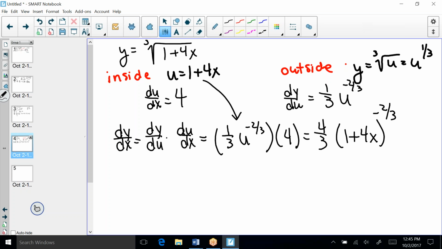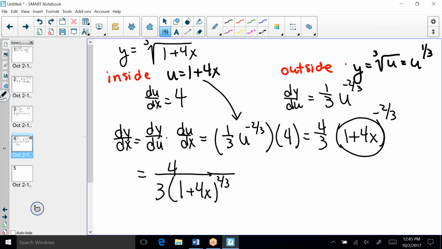And then normally, if we can get rid of those negative exponents, we can try to get rid of those negative exponents. So that means that this thing is going to be put down to the bottom, 1 plus 4x. So we have 1 plus 4x to the positive 2/3 power. And it's just good to practice moving those negative exponents around. So do you want it like that? Yes. So when it's practical, when it makes sense, unless it makes things look horrible, try to get rid of the negative exponents.